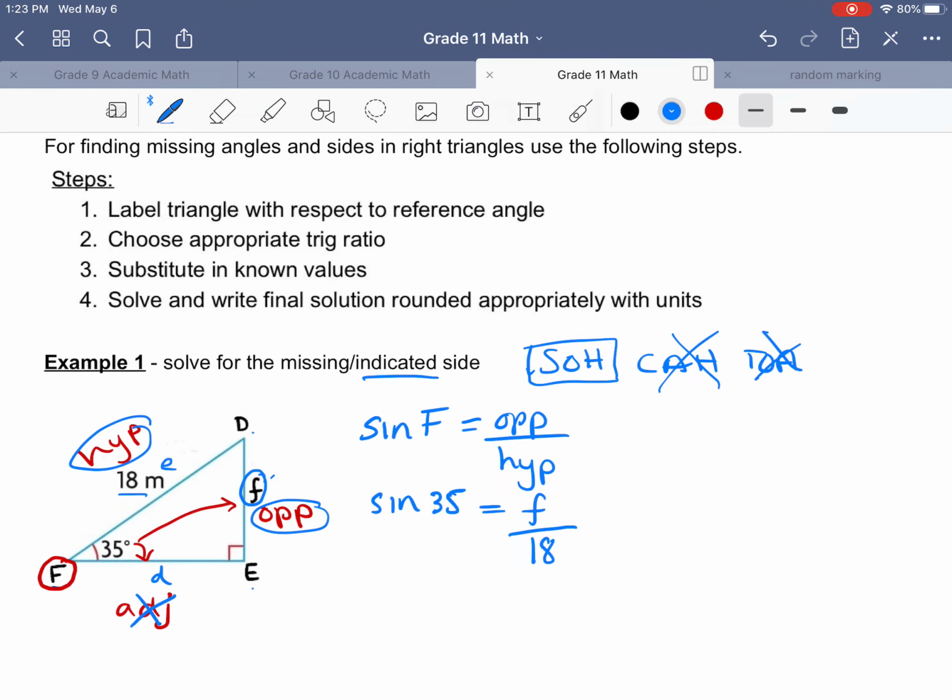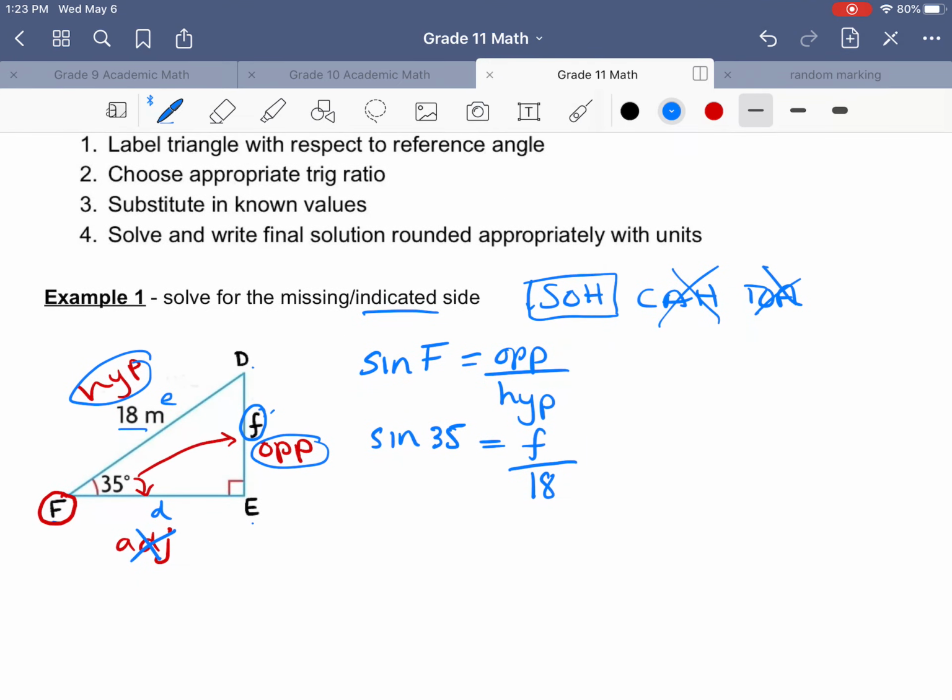So we want to get F by itself. What we need to do is multiplication on the left-hand side, because if you look on the right-hand side, we have division. We have F divided by 18, so we want to use opposite operations to get F by itself. So we have 18 times sine 35 is equal to F.